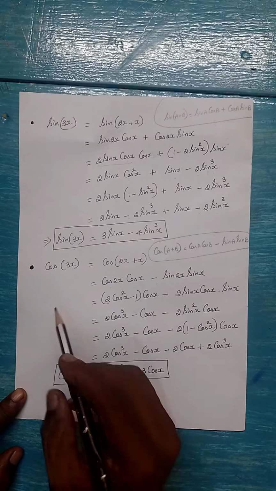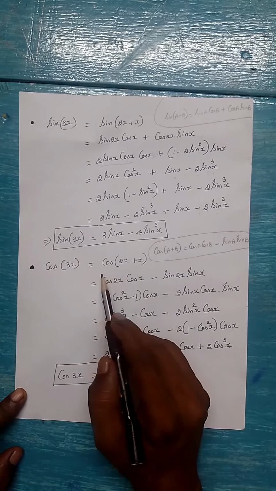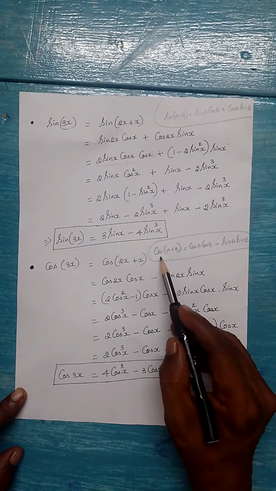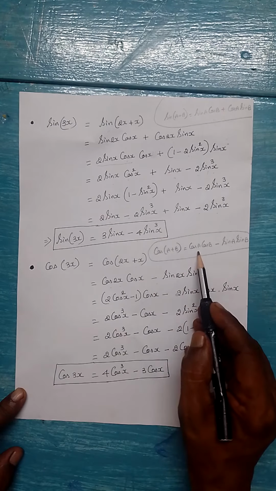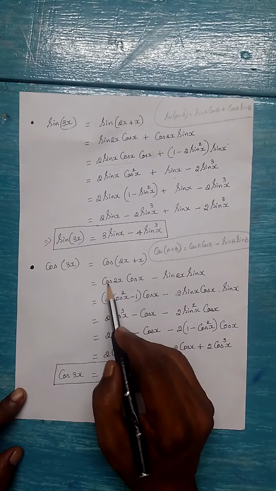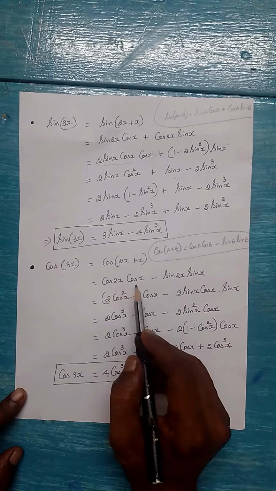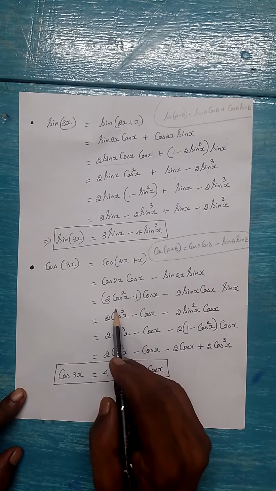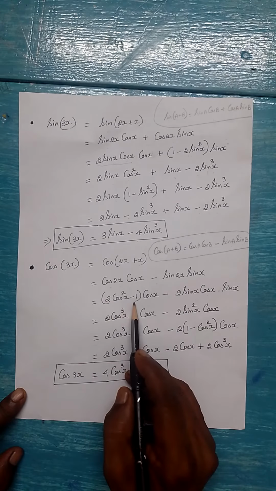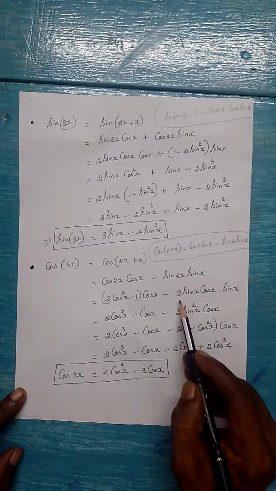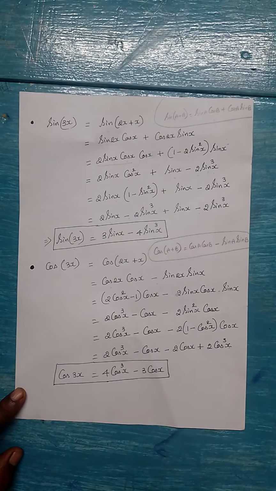So the next formula is cos 3x, which can be written as cos(2x + x). This is of the form cos(a + b) is cos a cos b minus sin a sin b. So now this will become cos 2x cos x minus sin 2x sin x. Cos 2x can be written as 2 cos square x minus 1 into cos x, minus sin 2x can be written as 2 sin x cos x.